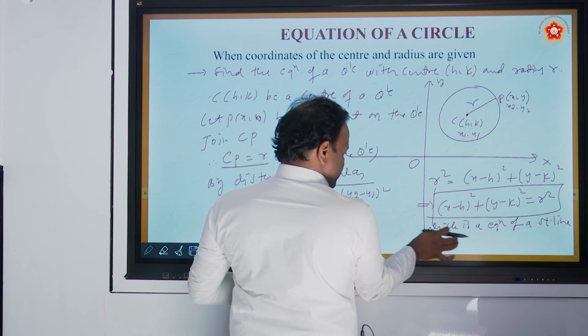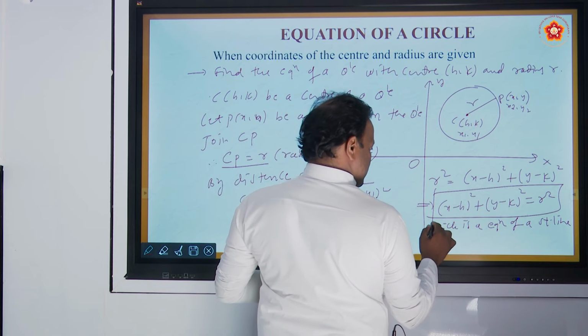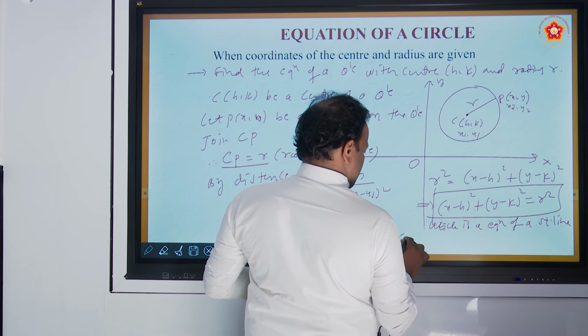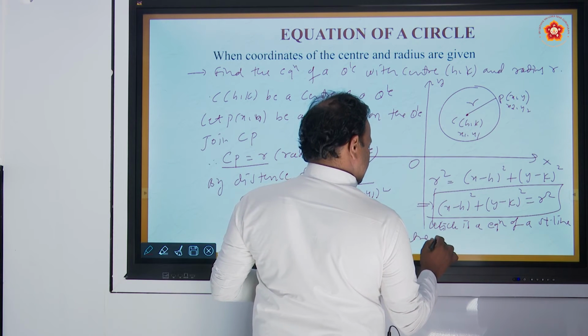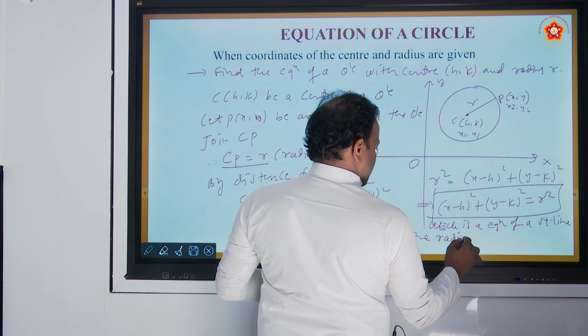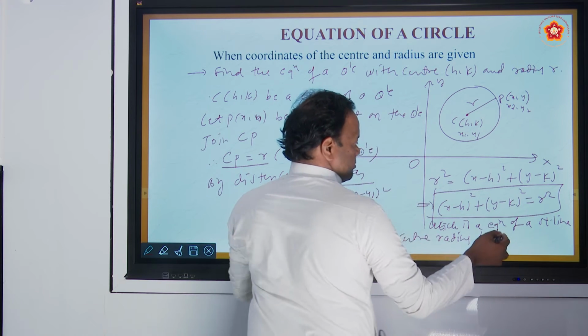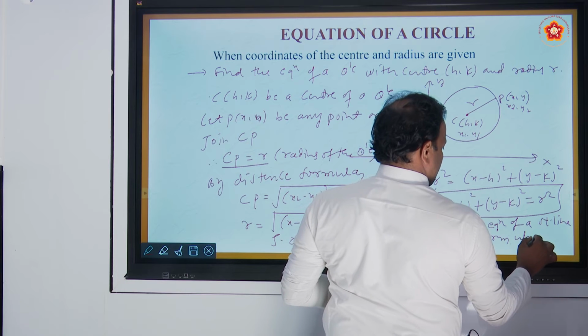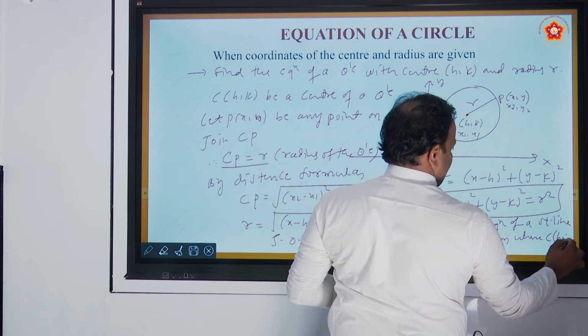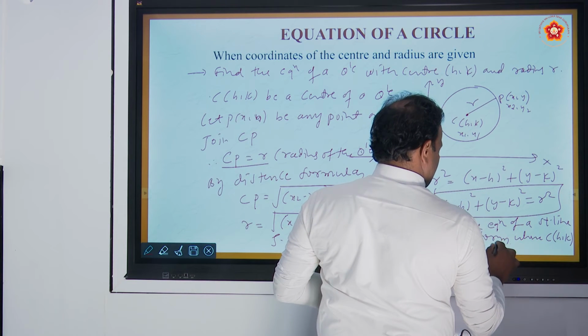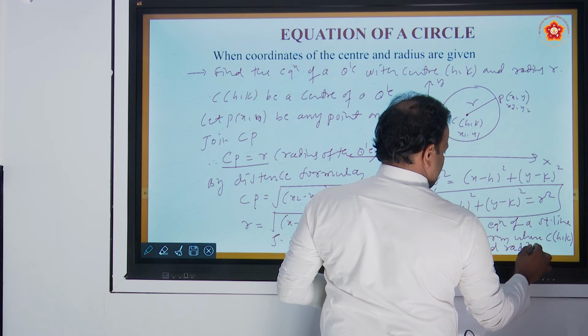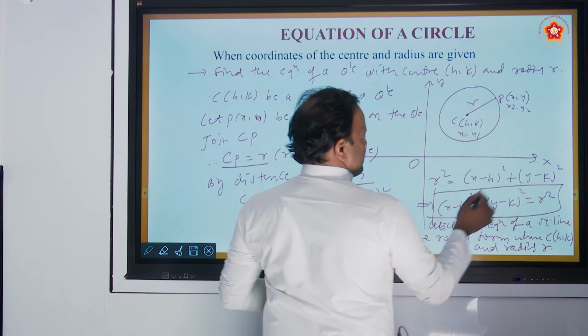Center radius form. What is the center here? C is the center, h comma k, and the radius is r. This is the equation of a circle.